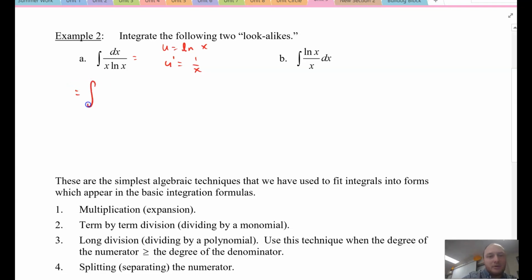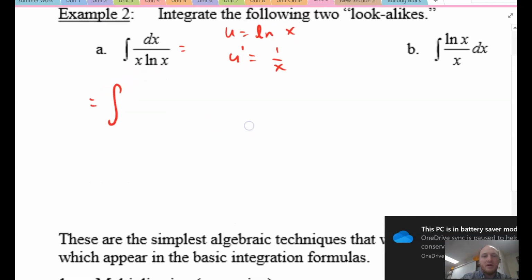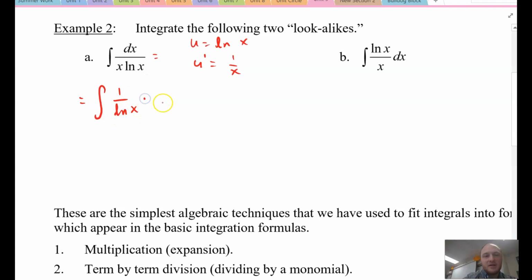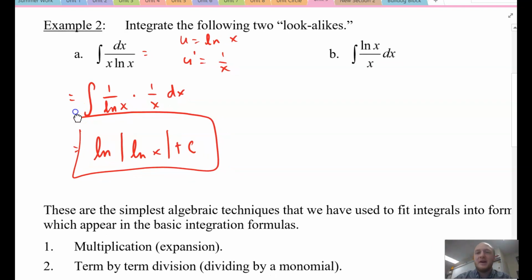So I can go ahead and rewrite this as 1 over the natural log of x times 1 over x dx. Okay, so this is the natural log of the absolute value of the natural log of x. And I know that looks really, really weird, right? But it's right.